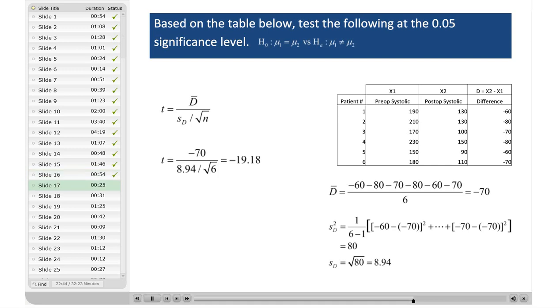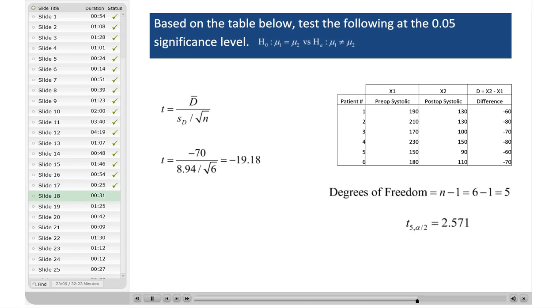So plugging the two numbers we got here into the formula and plugging our sample size in, which is 6, we calculate our value for our t statistic, which is negative 19.18. And as always, the hypothesis test has two steps. We need to calculate our test statistic, and then we need to compare it to a cutoff value in order to figure out whether we're going to reject or retain the null hypothesis. So we're done with the first step. Let's go ahead and do the second step now.